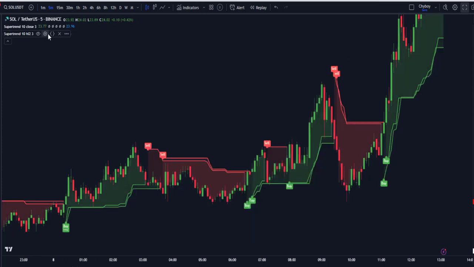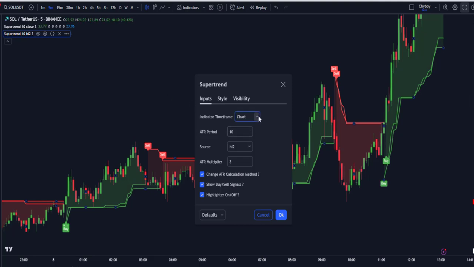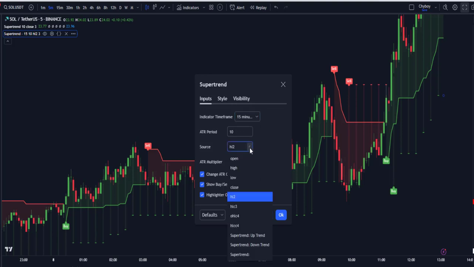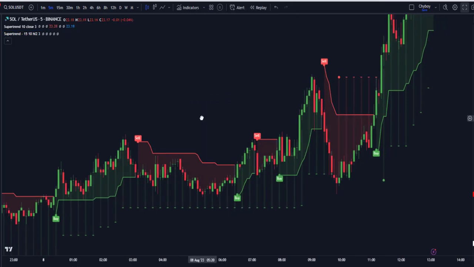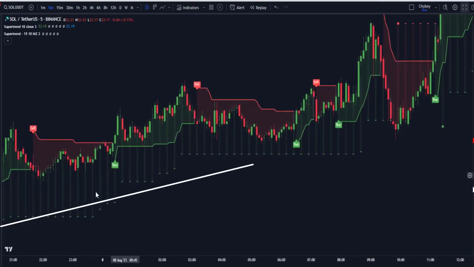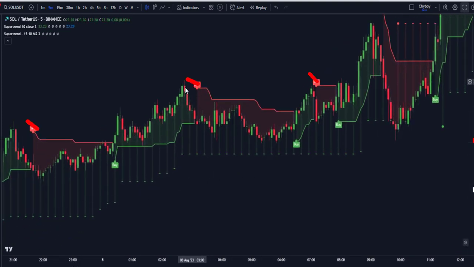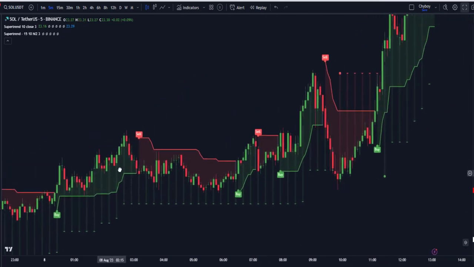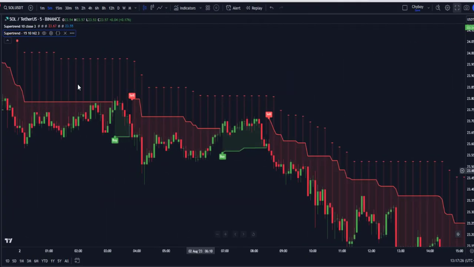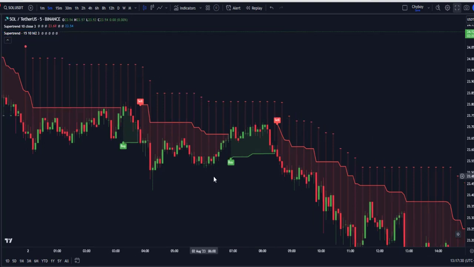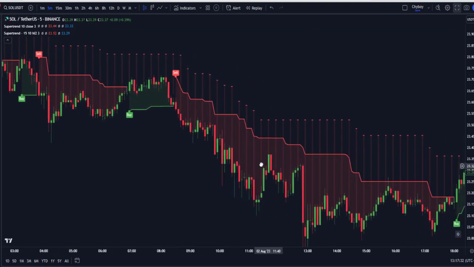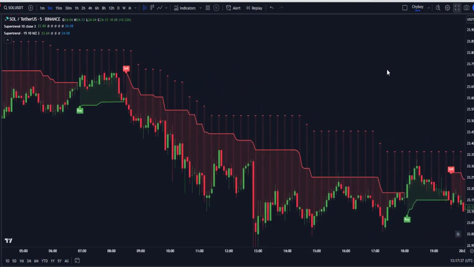On the input setting, on the indicator time frame, we are going to set it to 15 minutes. So we can see the current trend on 15 minutes since we are on 5 minutes. Then go to the style setting and uncheck the buy and sell icon. With this, we have more trend confirmation. How we are going to use this indicator is that when the second indicator identifies an uptrend, we are going to ignore all the sell signals given by the first indicator. And when we identify a downtrend with the second indicator, we are going to ignore all the buy signals given by the first indicator. So let's see how to enter a trade combining the two indicators.